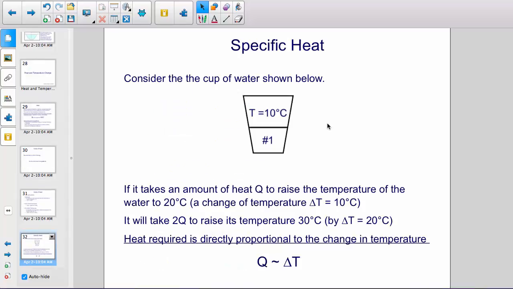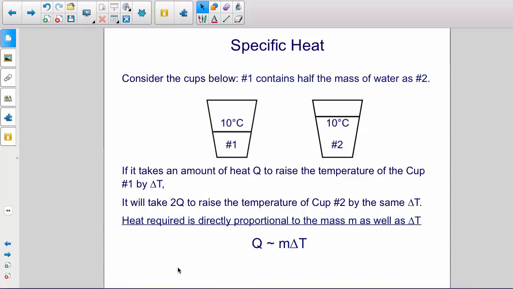Now, let's look at the relationship between heat and change in temperature. Well, consider a cup of water. Here we have one shown. It's at 10 degrees Celsius. If it takes an amount of heat Q to raise the temperature of the water by 10 degrees to 20 degrees Celsius, it will take twice that amount of heat to raise its temperature by 20 degrees to 30 degrees Celsius. So, the heat required is directly proportional to the change in temperature, or we have Q is proportional to the change in temperature.